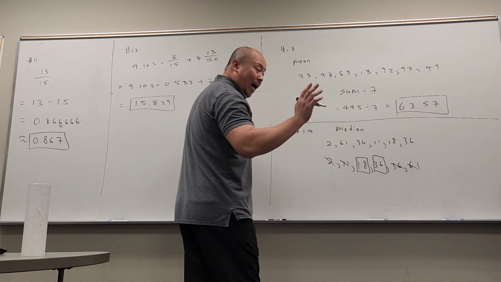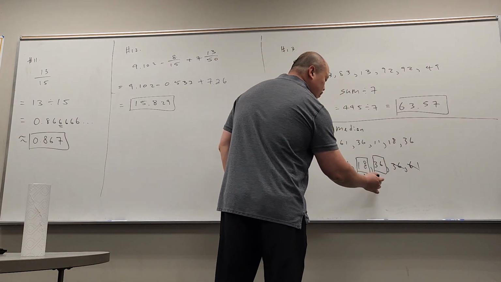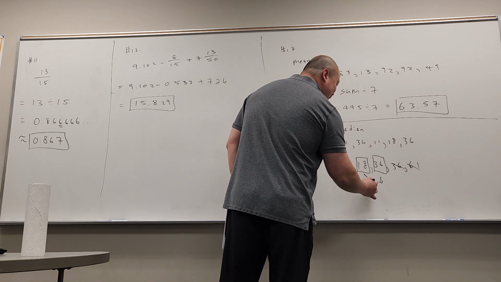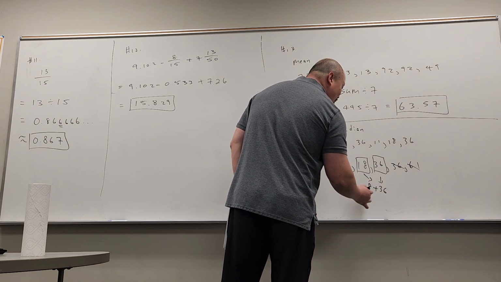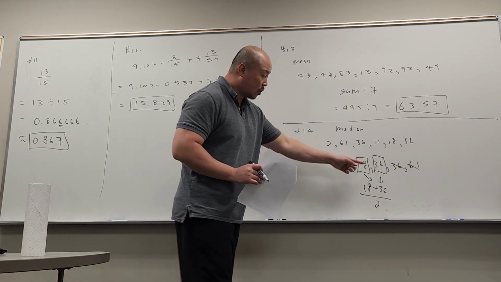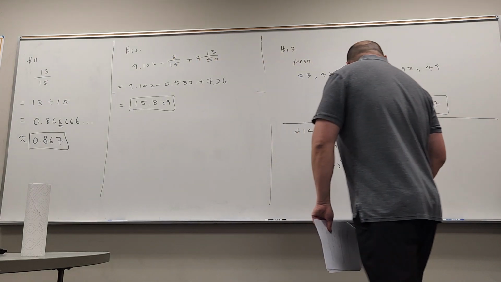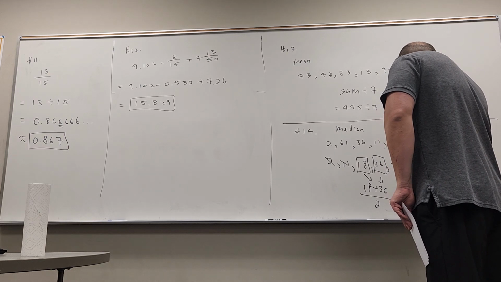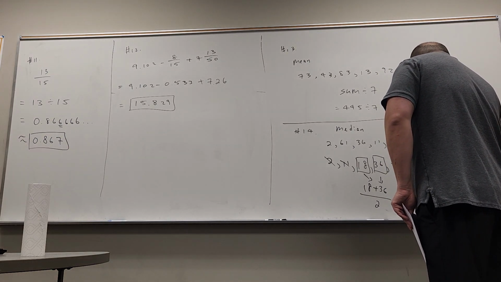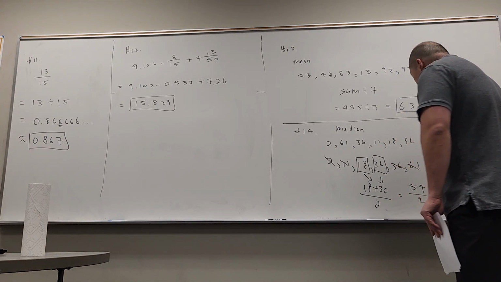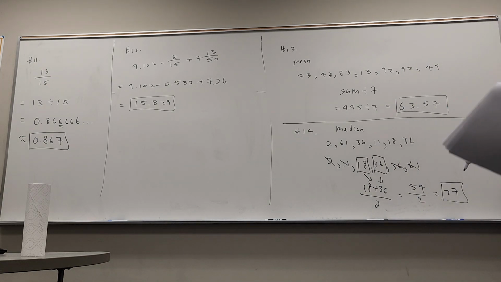So if you have two numbers in the middle, here's what you have to do. Take the mean of those two. Take the average of those two numbers. Add them together, divide by 2. So that will be 54 over 2, which is 27. So the median of these numbers is 27.